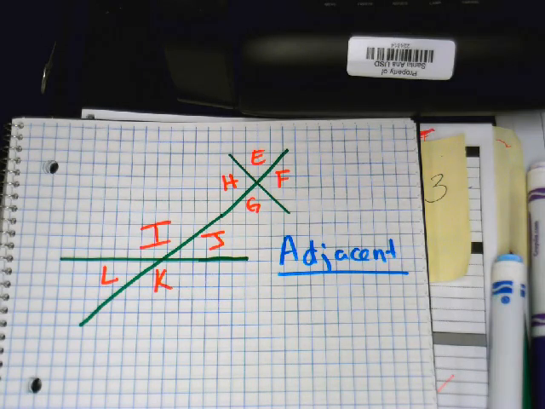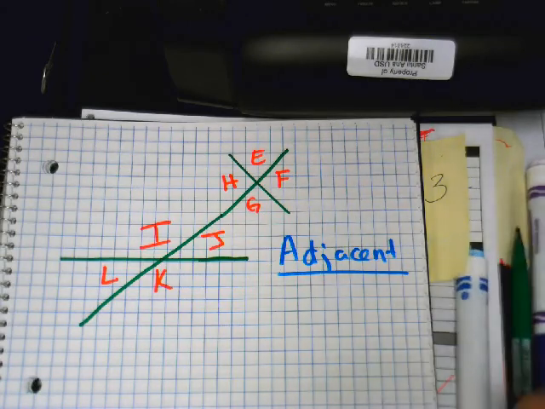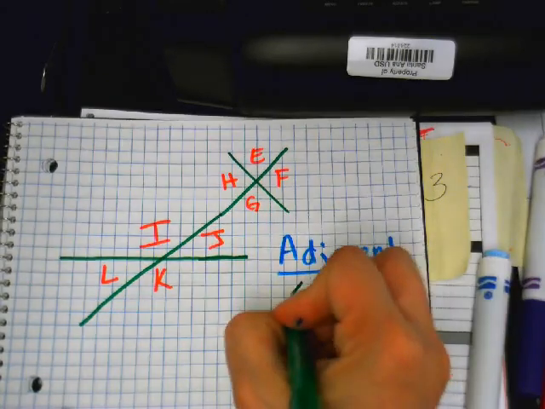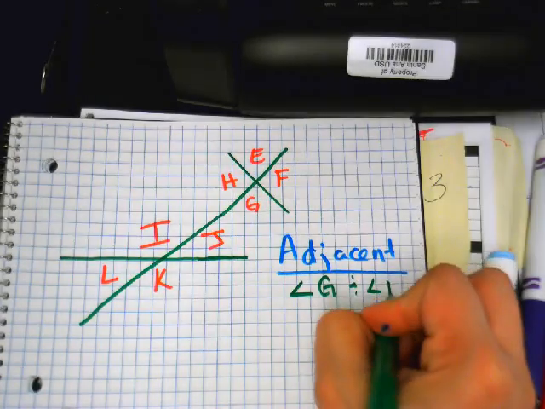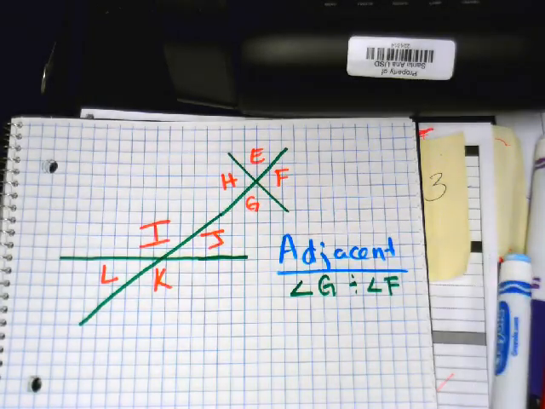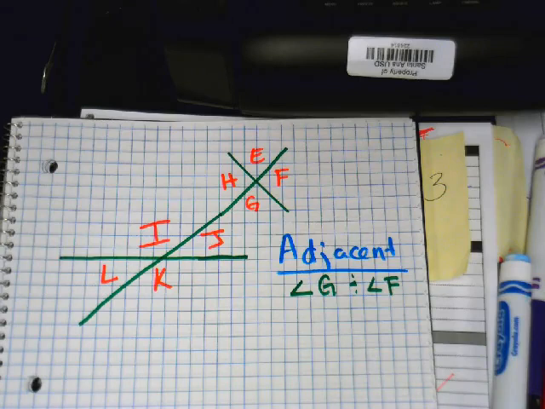So I agree. Let me write that down. Angle G and angle F. FG, yeah, that's fine. Wait, how is it G and F if you try to make it 180? I'm not trying to make it 180. I'm trying to make it adjacent.